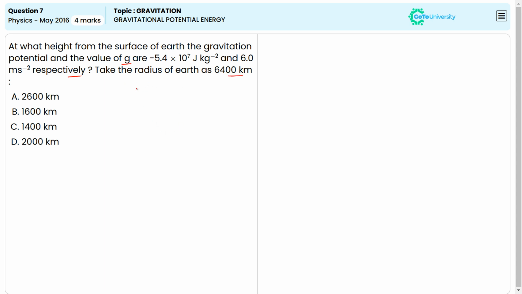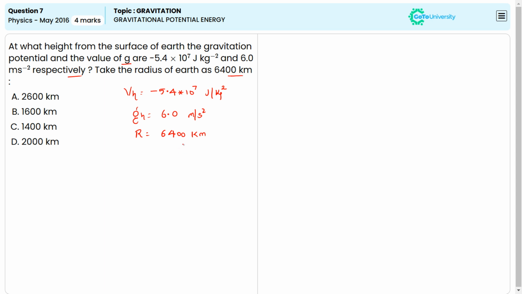Here the given data are: the gravitational potential Vh is equal to minus 5.4 into 10 to the power of 7 joules per kg, and the value of g, that is gh, is equal to 6.0 meter per second square. The radius of the Earth R is equal to 6,400 kilometers. Options are also given in terms of kilometers.